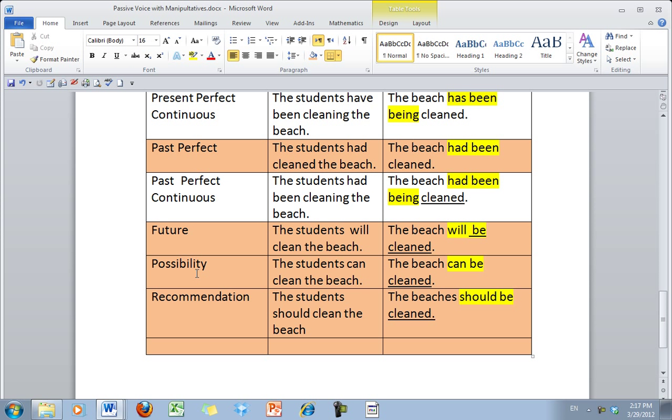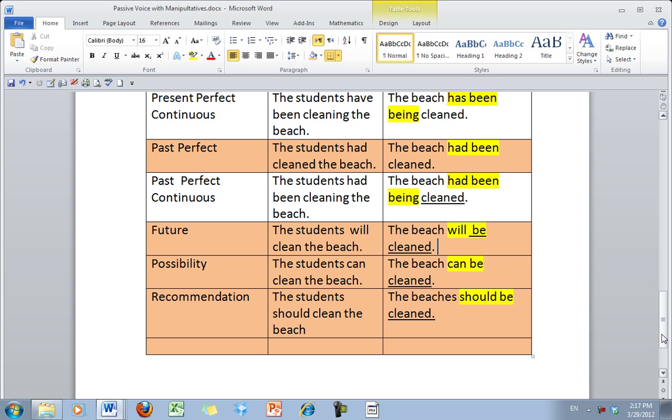Now, if we talk about possibility, in other words, modality, where we use can and might and should, for example, here's the active form. The students can clean the beach. That's active. Passive, the beach can be cleaned. So the can plus the be. Here it's the same thing. The should plus the be. For example, the beaches should be cleaned, where the active form is the students should clean the beach.